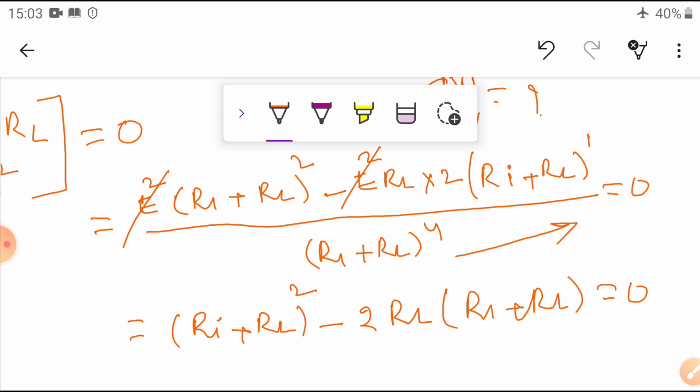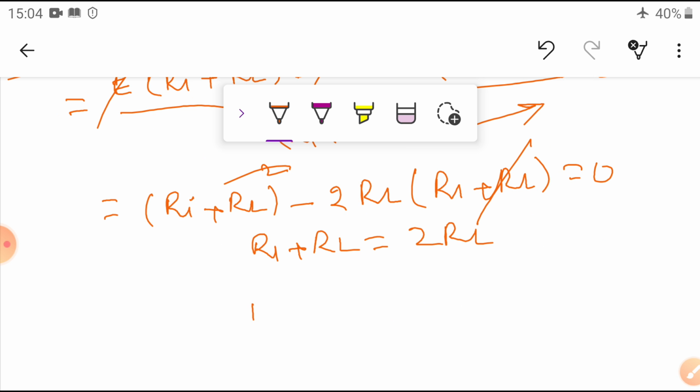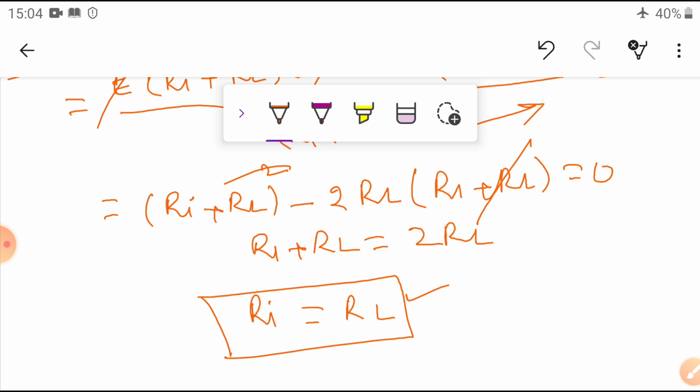Then what will happen? This one and this one will get cancelled. Then, on that side, Ri plus RL is equal to 2RL, which gives Ri equal to RL. So that means a variable load resistance equal to the internal resistance. At that condition, we are going to get the maximum power transferred from source to load. And it is proved.